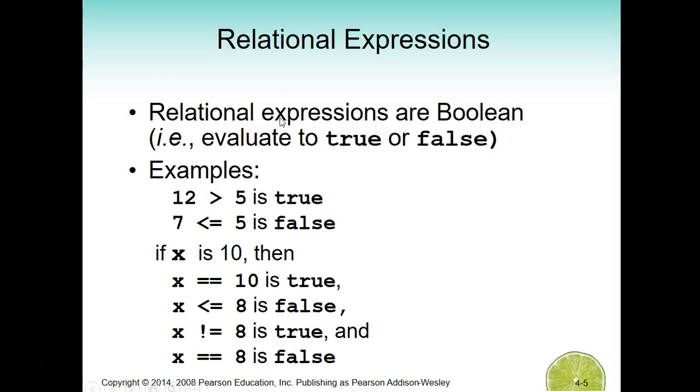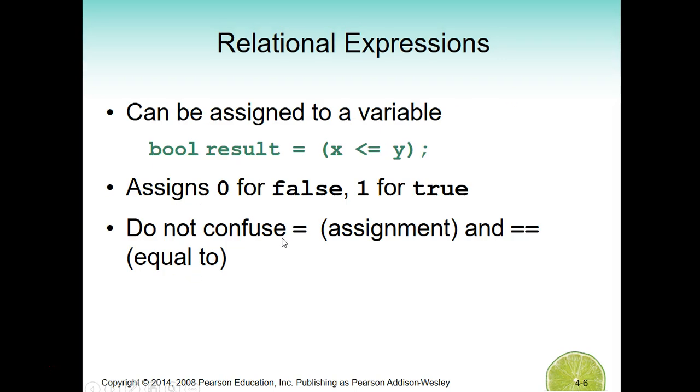Whenever you have an expression that involves a relational operator, it yields a Boolean value, which is true or false. All of these examples will yield a true or a false. If you choose x to be 10 and you try all of these comparisons, it will yield true if it's equal to 10, false because 10 is not greater than 10, false because 10 is not less than or equal to 8. 10 is not equal to 8, so that's going to be true, and is 10 equal to 8 is false. That just shows you how those comparison operators work.